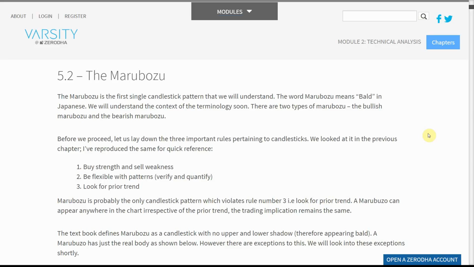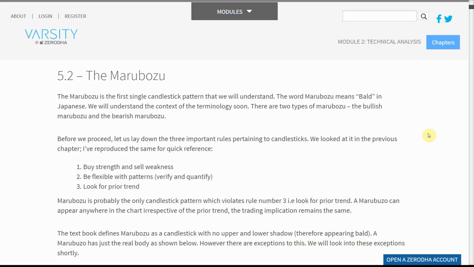Buy strength and sell weakness. Be flexible with patterns, verify and quantify. Look for prior trend. Marui BOSU is probably the only candlestick pattern which violates rule number 3, i.e. look for prior trend. A Marui BOSU can appear anywhere in the chart irrespective of the prior trend. The trading implication remains the same.